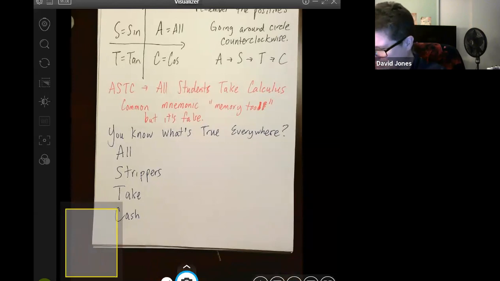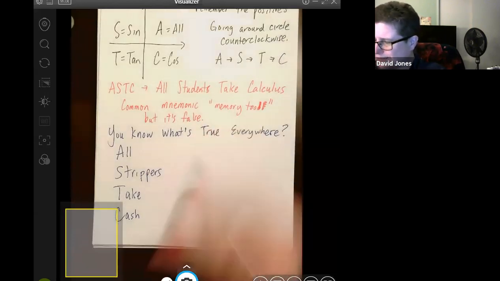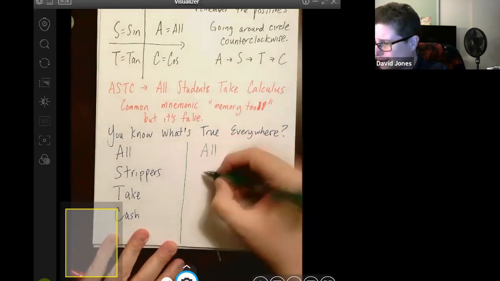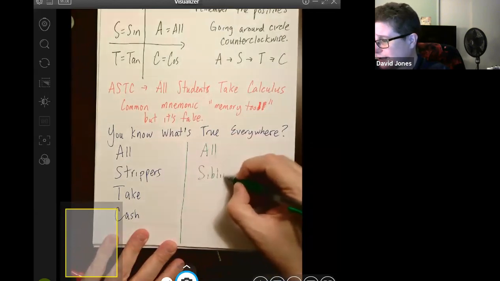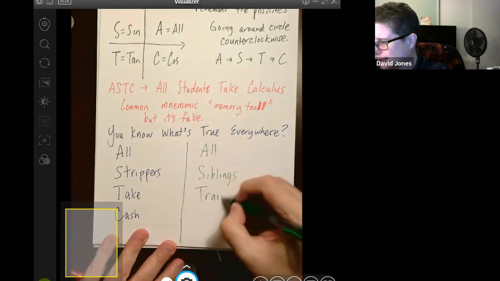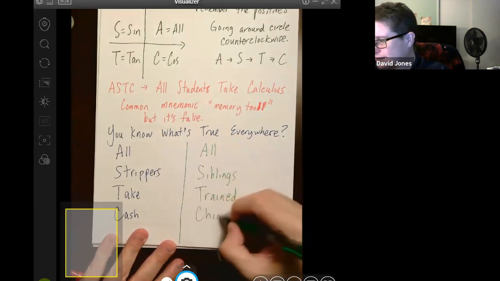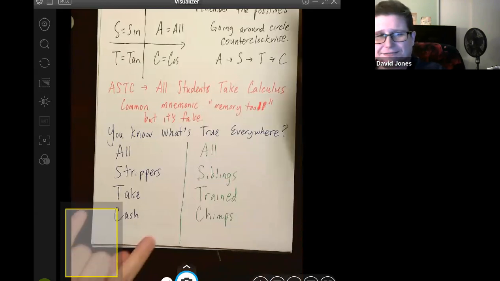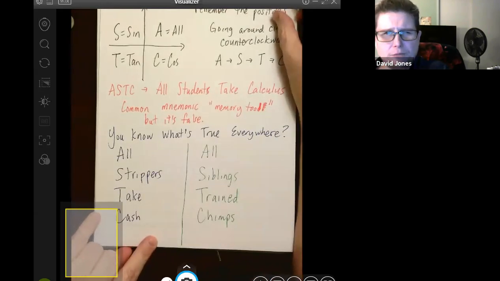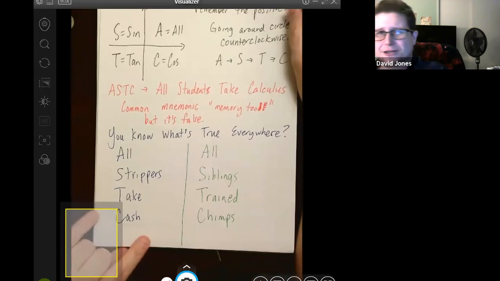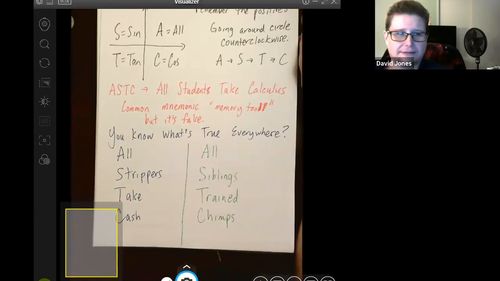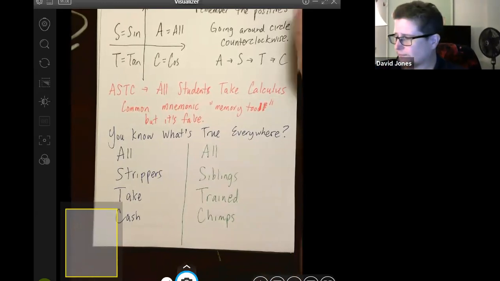You know another one I like? This is another clean one. All siblings are trained chimps. Yep, my brother is a trained monkey. I like that one. Siblings are your brothers and sisters. Gives you an opportunity to talk about your family. It's good times. Good stuff. Okay.